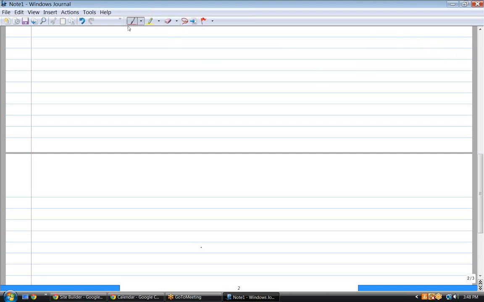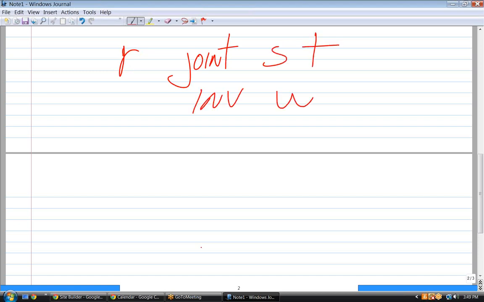Let's see. Oh, here's one. If R varies jointly as S and T and inversely as W, and R is equal to 5 when S is equal to 5, T is equal to 4, and W is equal to 2. Okay, what's my general equation?